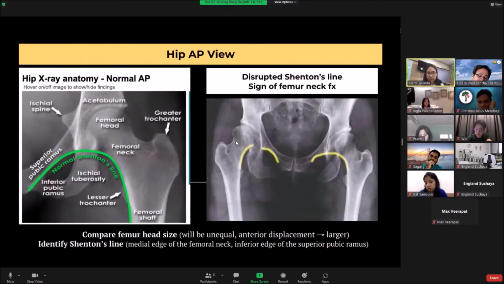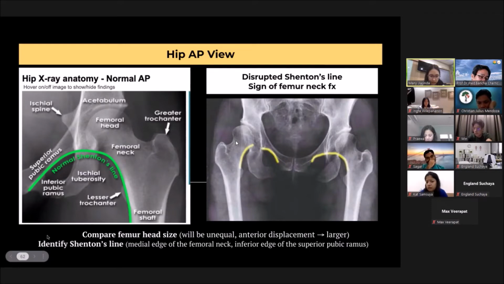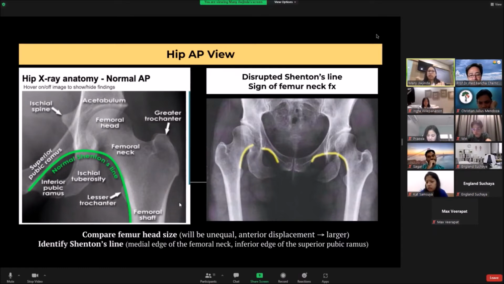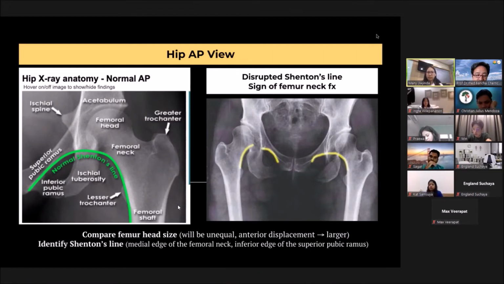So this is a normal hip AP view. I brought a labeled version and an unlabeled version. The key thing when you're looking at the AP view is to compare femur head size. I think it's pretty intuitive, because if there's a dislocation, then the femur head will not be equal in size. If it's more anterior, it will look larger, and if it's posterior, it will be smaller compared to the other femoral head.